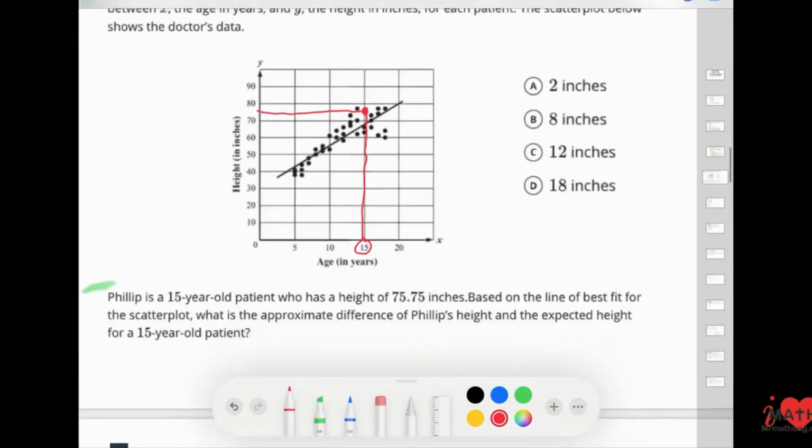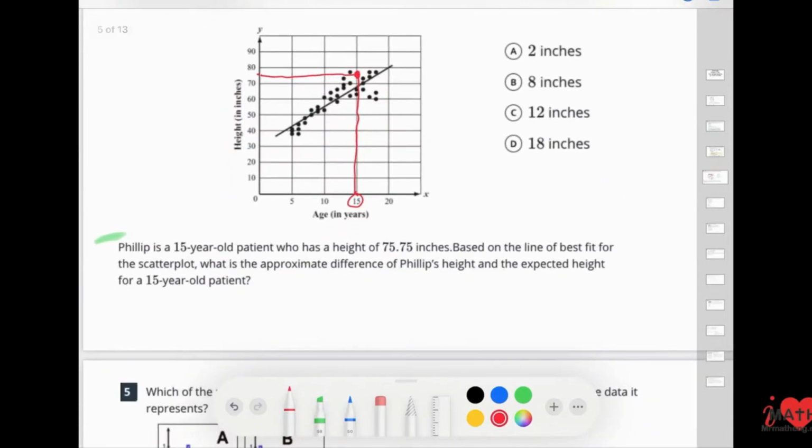Okay, so based on the line of best fit for the scatter plot, which is the approximate difference? So this would be a subtraction of Philip's height. I'm going to put a word here, actual, and the expected or predicted. Which has these two words here? And you should be thinking of residuals. That's actually a formula for residuals. They're not telling us in this problem, but that's what they're actually asking us. What is the approximate difference?